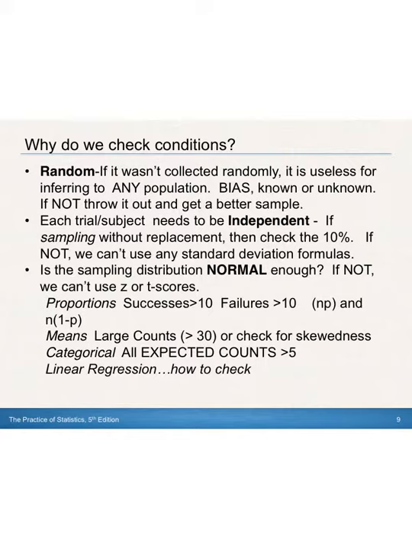And then the reason we check normal, if it's normal enough, then we can use Z and T scores. And the way we check it with proportions is n times p has to be greater than 10, successes, and failures, n times 1 minus p, have to be greater than 10, and all the rest of them are going to be dealing with large counts to check, or we have to check for skewedness. With categorical chi-squares, we're going to make sure that all our expected counts are greater than 5, and linear regression, this is how we're going to check.